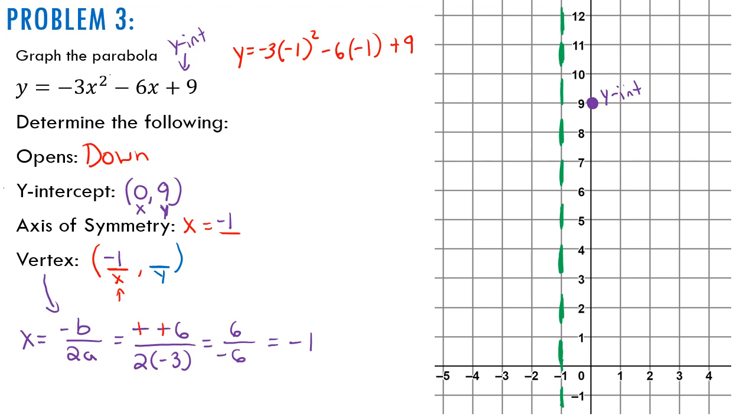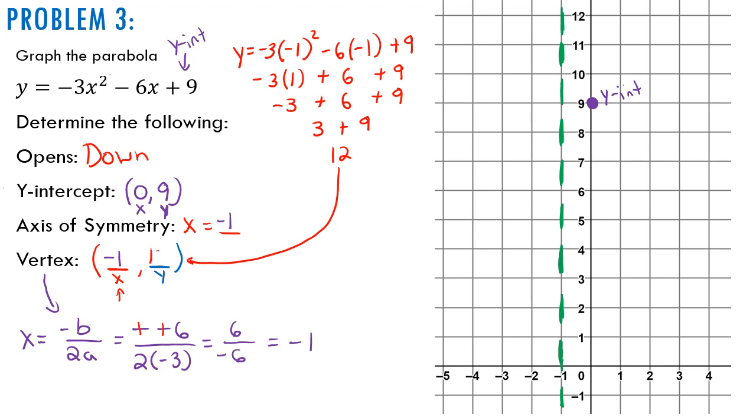So negative 1 squared is positive 1. Negative 6 times negative 1 is positive 6. Negative 3 times 1 is negative 3. Negative 3 plus 6 is positive 3. And then 3 plus 9 is 12. And so that is going to be the y part of our vertex. And so that point is right up here.